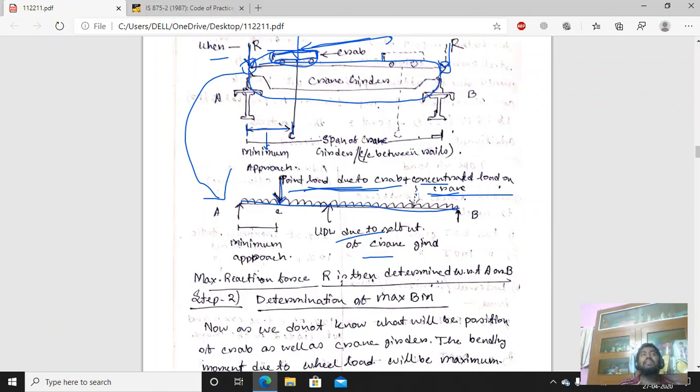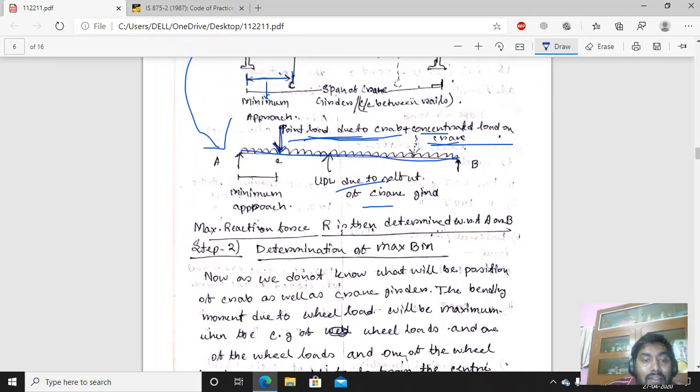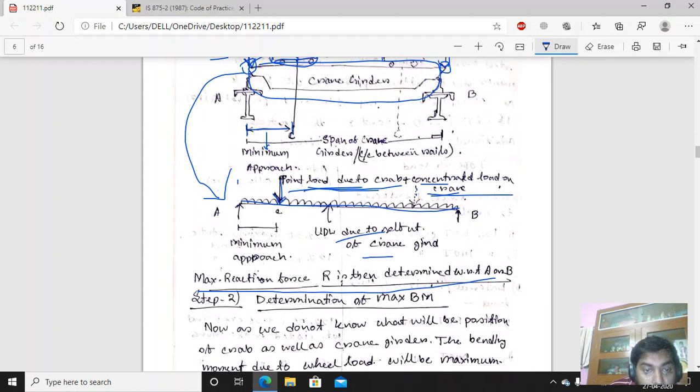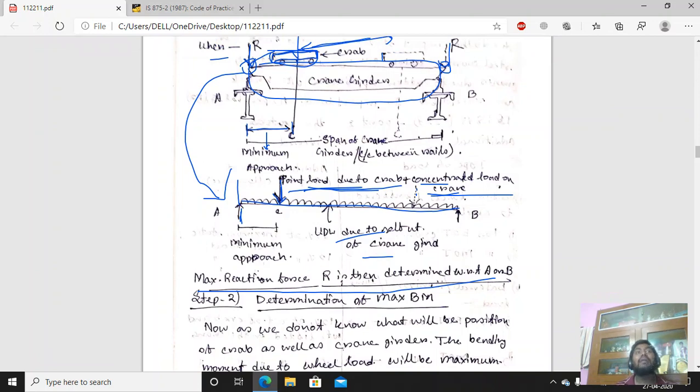The UDL is due to the self weight of the crane girder, and the point load is due to the weight of the crab. So I think it is clear to you why we are using both the point load and the UDL, and why the point load is placed at a minimum approach, so as to get the maximum value of the reaction. From here we have to determine the maximum reaction force R. So what is the maximum reaction force coming here? If the load is placed here, you have to determine the reaction force at support A and support B. We have to see which reaction is maximum.